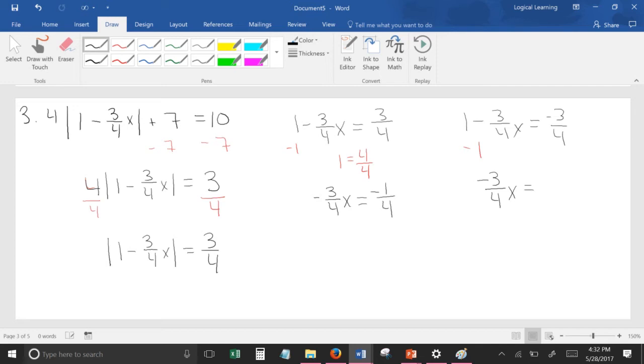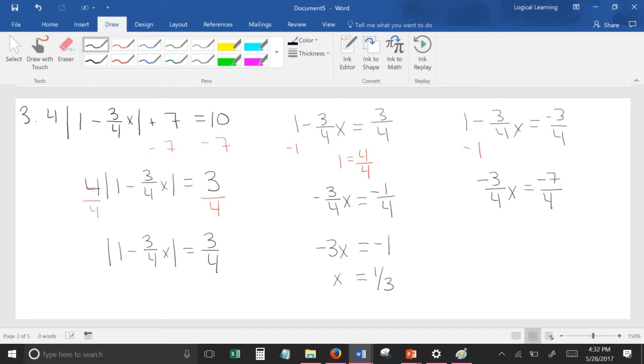This time we have negative 3/4 minus 4/4, same as negative 3 minus 4, which will give us negative 7 all over 4. Now we can multiply both sides of the equation by 4, and that'll give us negative 3x is equal to negative 1. Dividing by negative 3, we'll get x is 1/3.